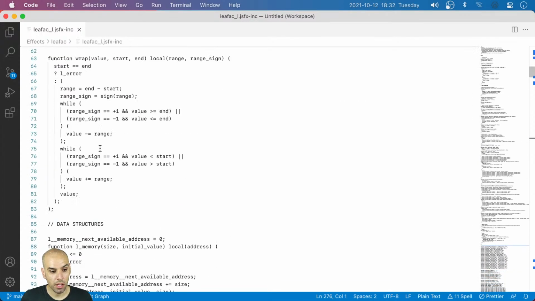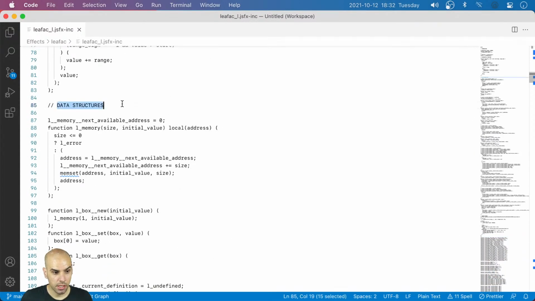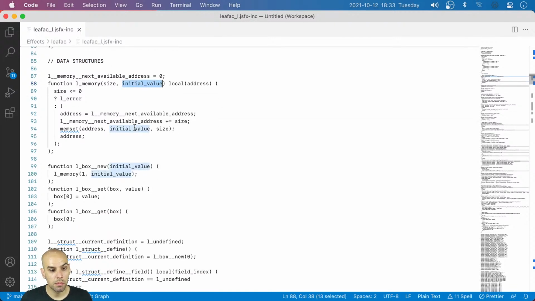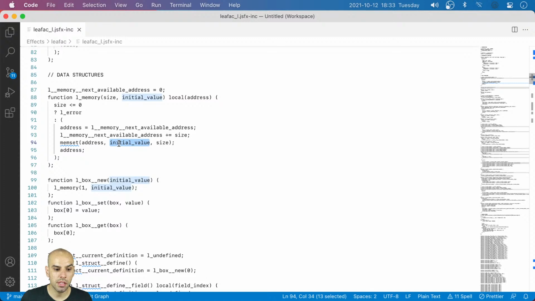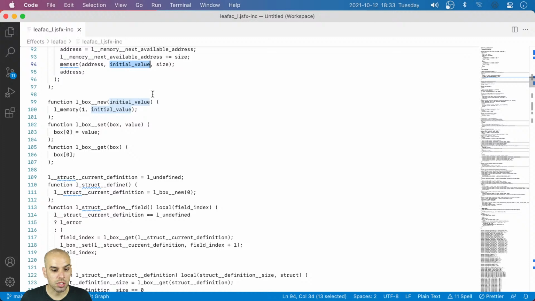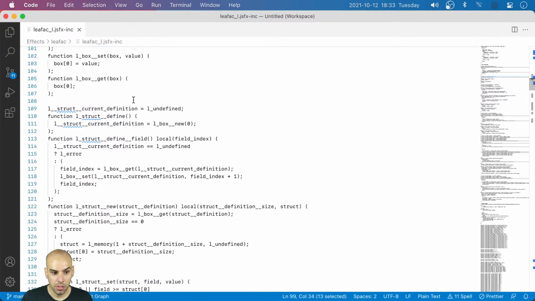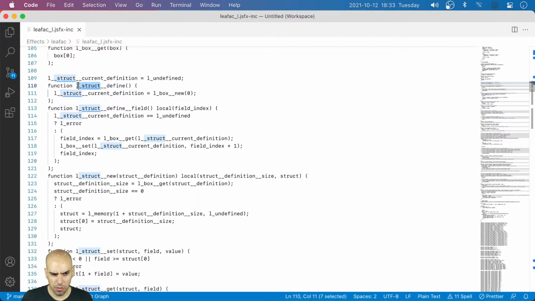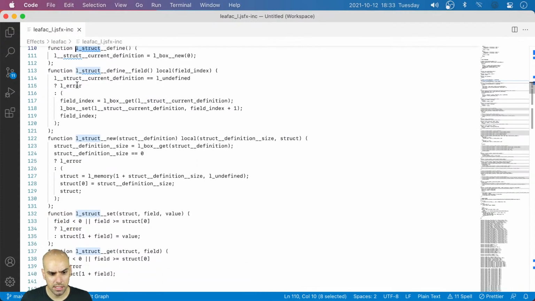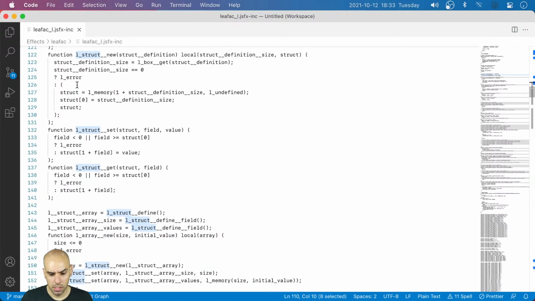So in terms of data structures, they all have an initial value now. Before, that was last Friday, the initialization of memory was always with the undefined value, but now it is with this initial value that you have to pass explicitly when you want to allocate some memory. And that, of course, percolates throughout the data structures. The boxes already had a notion of initial value, but then we have structs, and unfortunately for structs, it doesn't really make sense to pass an initial value because when you are creating a struct, there is a variable number of positions in that struct.